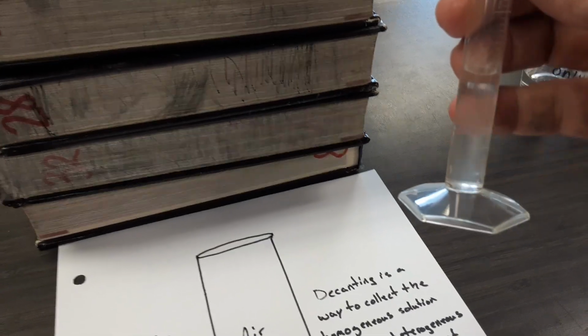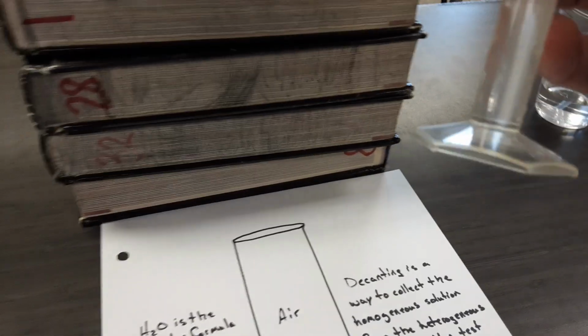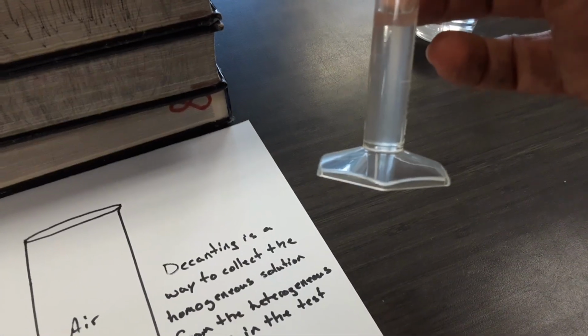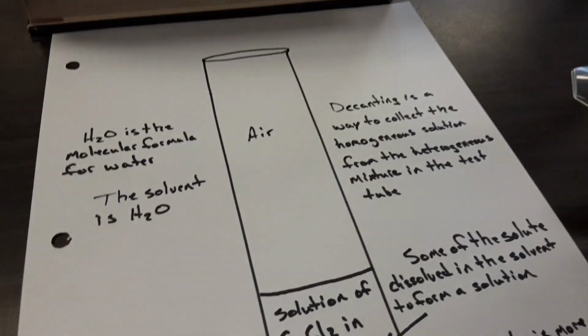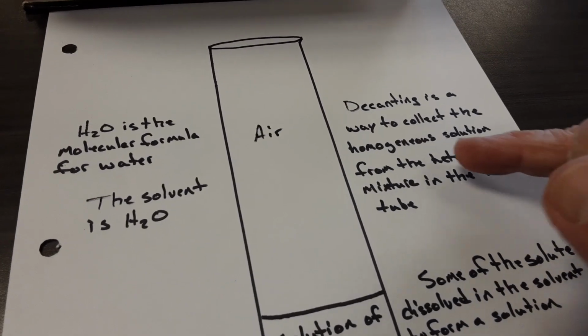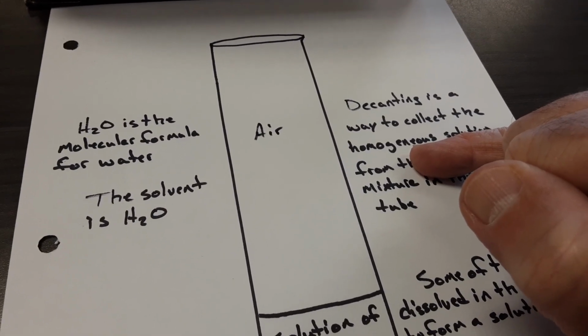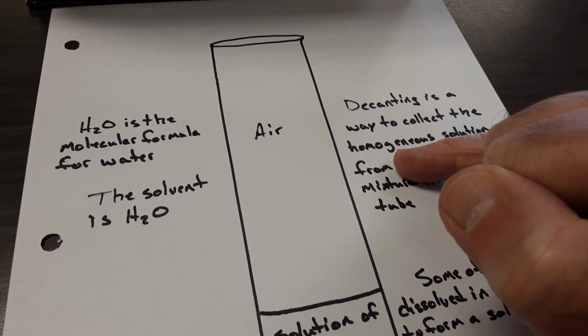Everything is distributed the same. There's no chunks of solid at the bottom. I know it's a little bit foggy, but even if we looked under a microscope, every drop would look the same. So if every drop looks the same, that's not heterogeneous, then that is homogeneous. Homo means everything is the same.